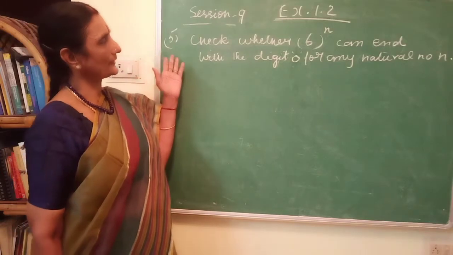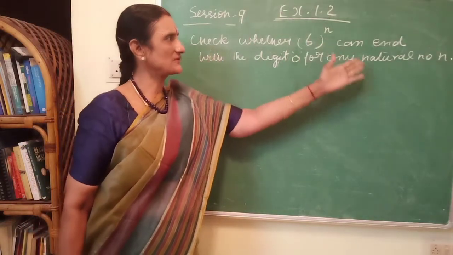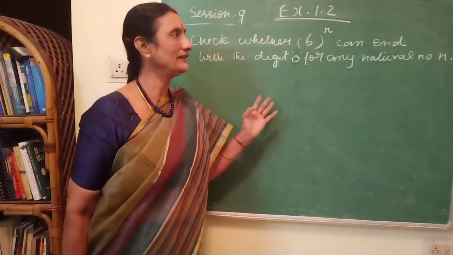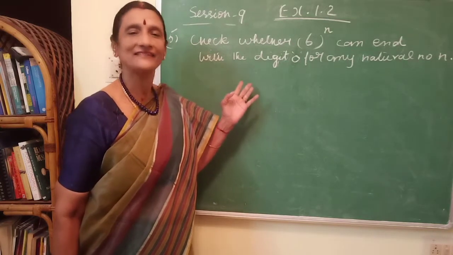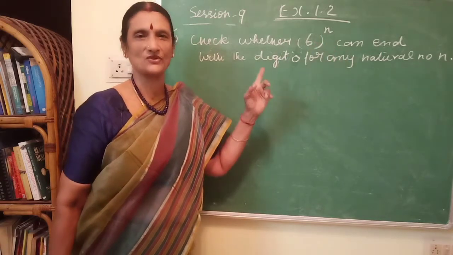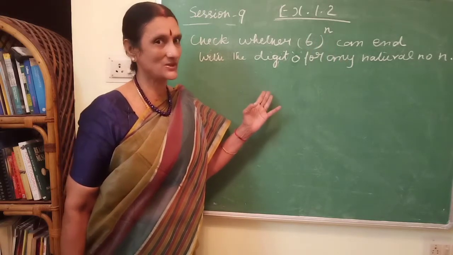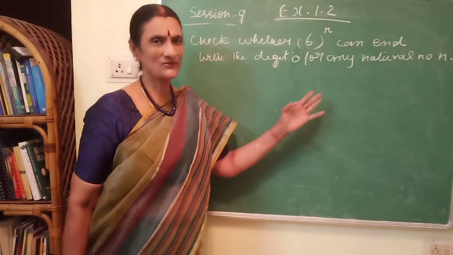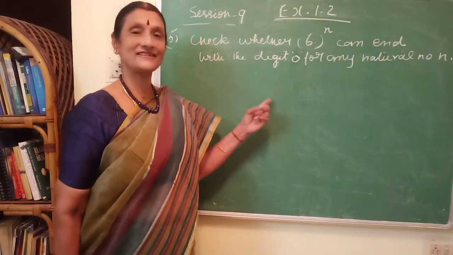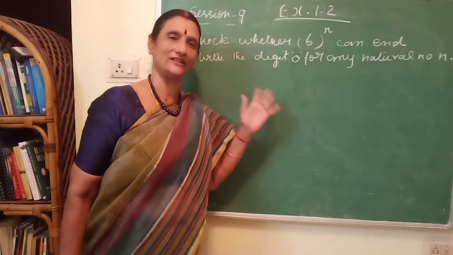So, 5th question. Check whether 6 power n can end with the digit 0 for any natural number n. Here certain things you should think. Here n is given to be a natural number. Natural number starts with 1 to infinity. I have told you in the beginning itself. So n can take the value from 1 to infinity only.